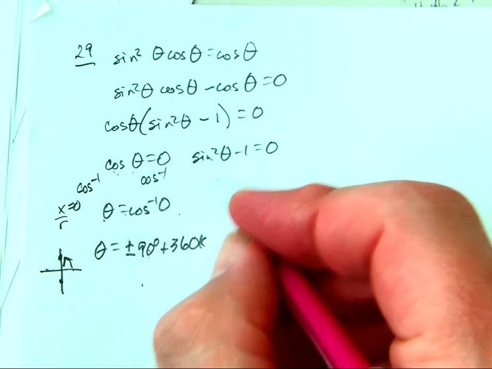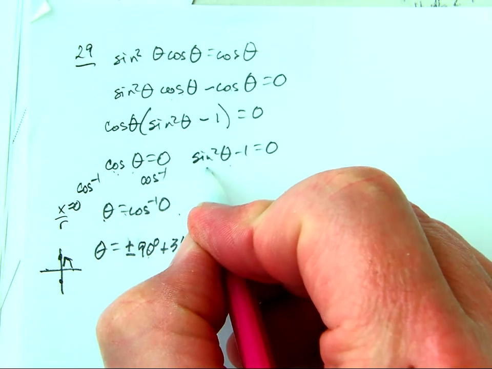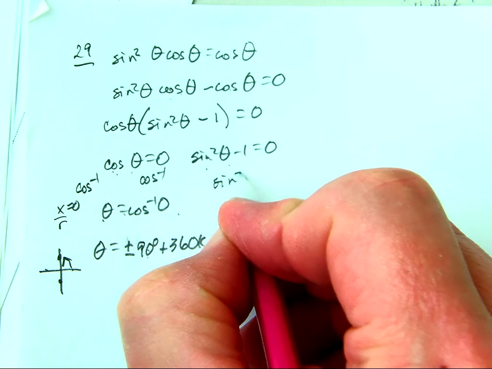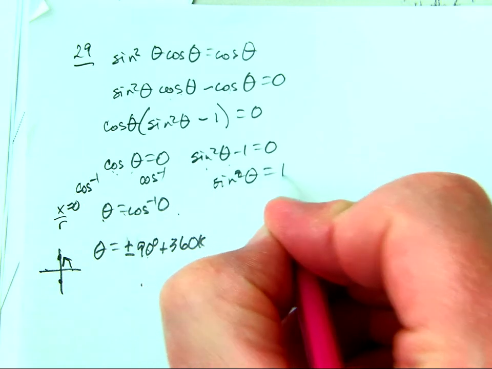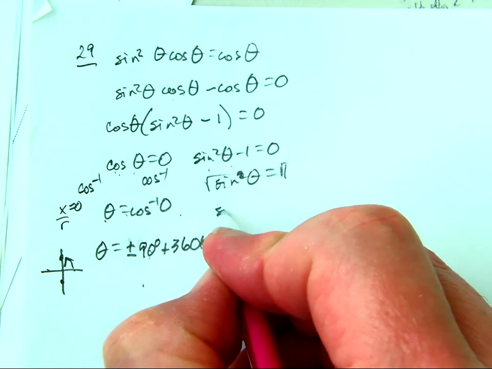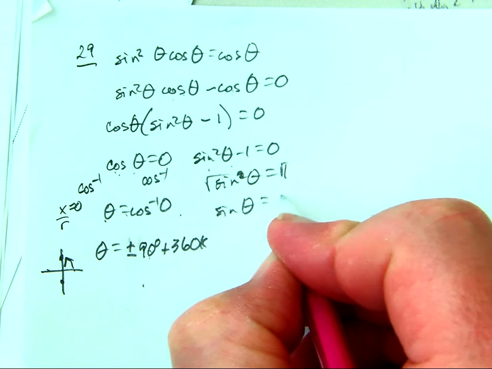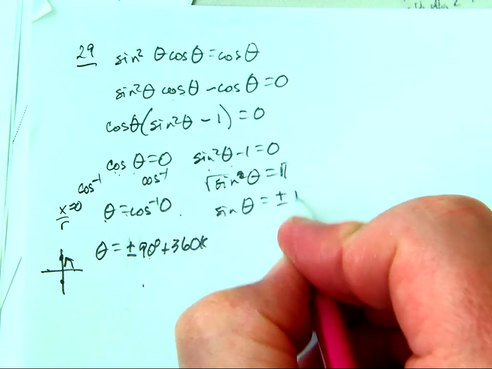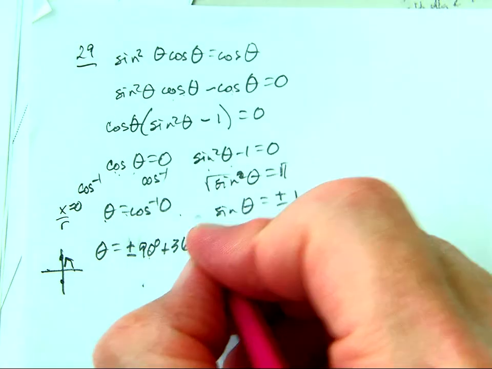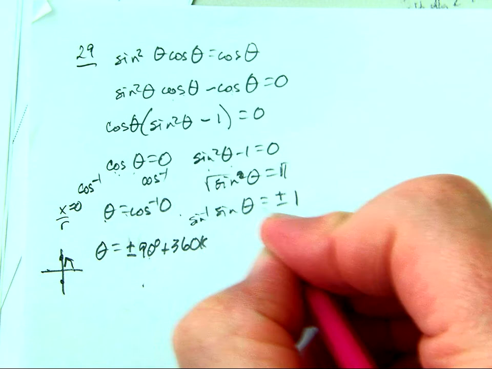Okay, if we do this other side, we still have a single trig function, sine squared. We know when to isolate it, so we move the 1 to the other side. Now to get rid of the squared, we square root both sides. So sine theta equals plus or minus the square root of 1, which is 1. Don't forget the plus or minus. Now to get rid of sine, we're going to do the inverse sine of both sides.